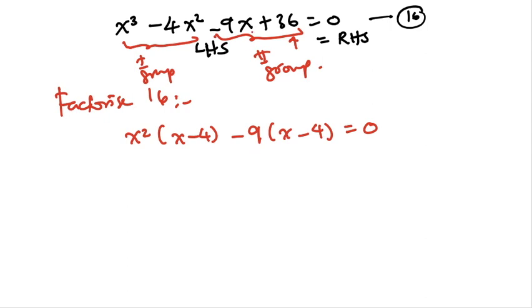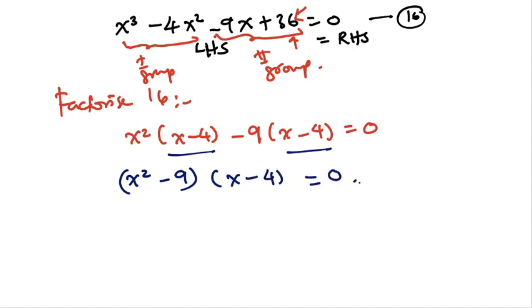Because minus 9x times x, you get minus 9x. Minus 9 times minus 4, you get 36. Is it clear? Now, from here, you can still factorize it even further, because we have a common factor here. What's the common factor? x minus 4 here and x minus 4 here. So we factorize that and we get x squared minus 9 bracket times x minus 4 equals 0. Now, this can be further factorized.